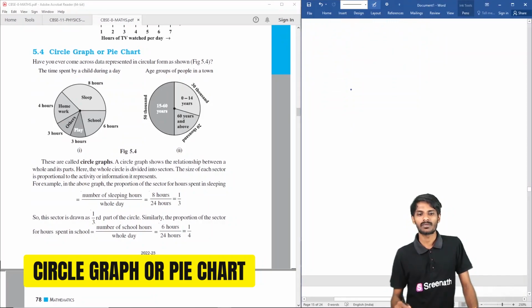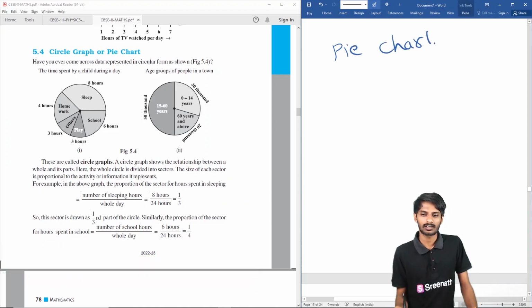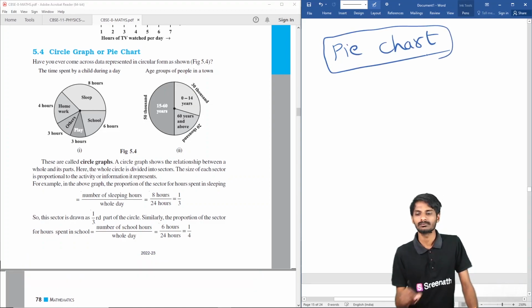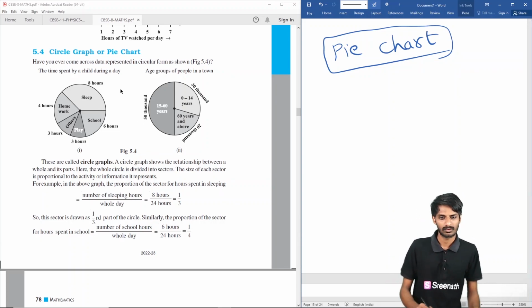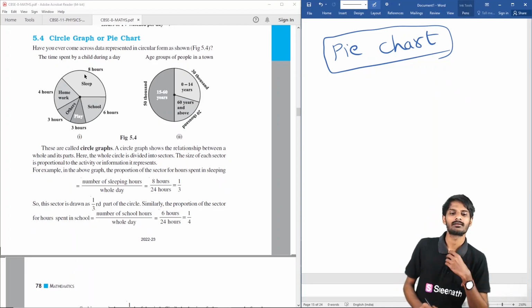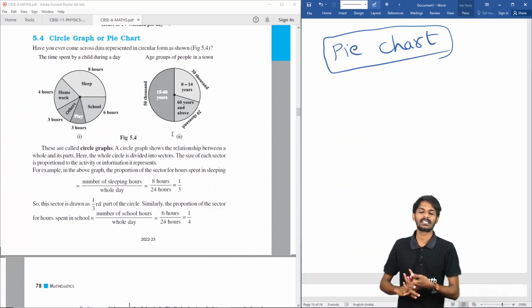The next thing is the circular graph, or pie chart. If you see here, the data is represented in a circular form. The data is represented in the circular form, students.